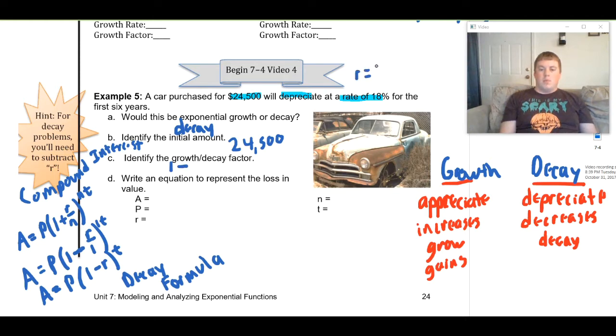Our R was the 18%. We need to change that to a decimal, so we move the decimal over 2 places. It's 0.18. We go ahead and subtract these, and that is going to give us 0.82.